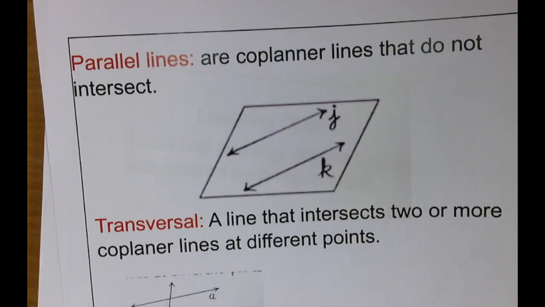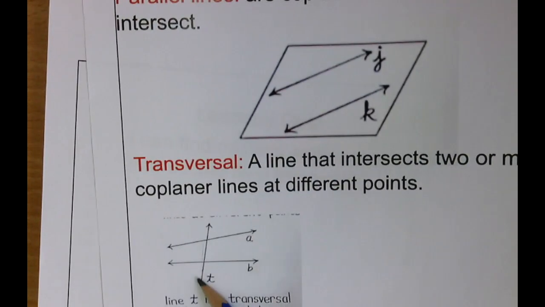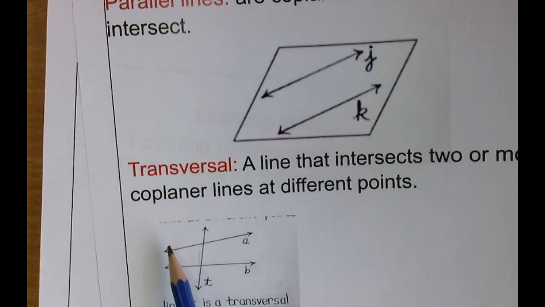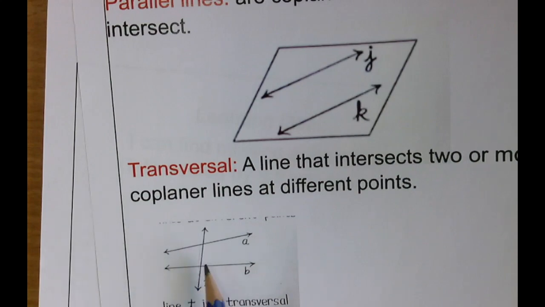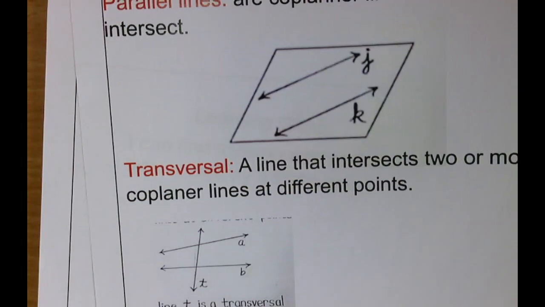The next vocabulary word we're going to talk about today is something called a transversal. A transversal is a line that intersects two or more parallel lines. So here you can see an example of a transversal. You can think of a transversal like this does happen on railroad tracks, how they do intersect slightly when they're changing lanes.